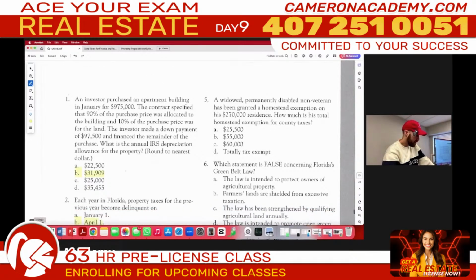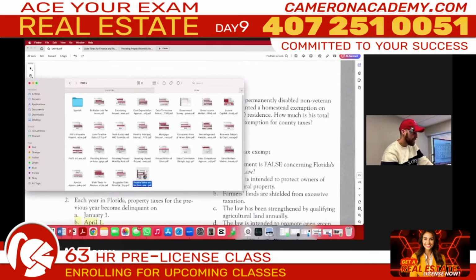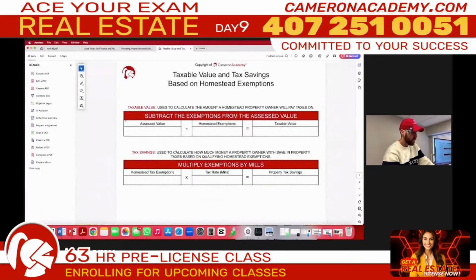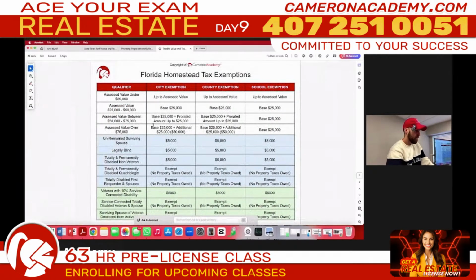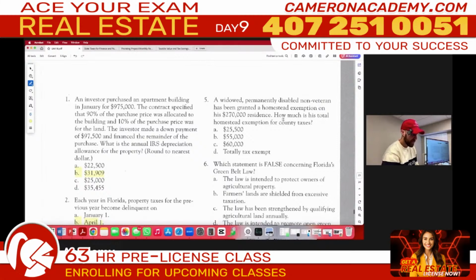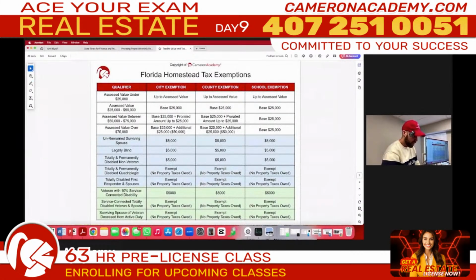Well, if you could look at that chart, the one that I provided to you, it makes things a lot simpler. First of all, we start here with the assessed value. That's going to determine her initial exemption. Is her assessed value over $75,000? Yes. And in the question, they said for a county, right? County taxes. So we're going to look under county. Does she qualify for the initial $50,000 exemption? Yes. So she gets $50,000 right off the bat.